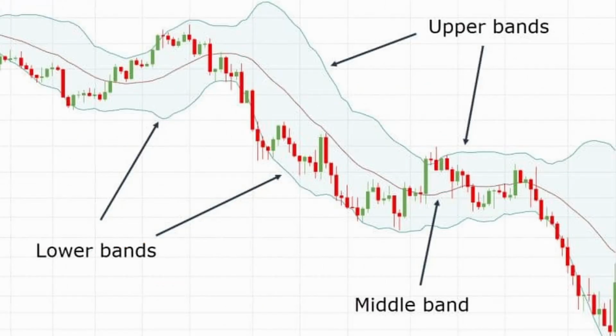The Bollinger Bands consist of 3 lines. The middle band is a simple moving average of the price, typically set to 20 periods. The upper band is the middle band plus 2 standard deviations of the price, and the lower band is the middle band minus 2 standard deviations of the price.